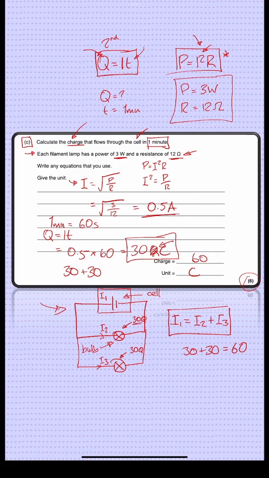So that means there's 30 coulombs here, 30 coulombs here. The question's asking the charge that flows through the cell, not the battery. The cell involves you adding both currents or both charges from the bulbs. So it's going to be 30 plus 30, which gives you 60. Hope that made sense. Let's look at the mark scheme, see where all the marks are from.